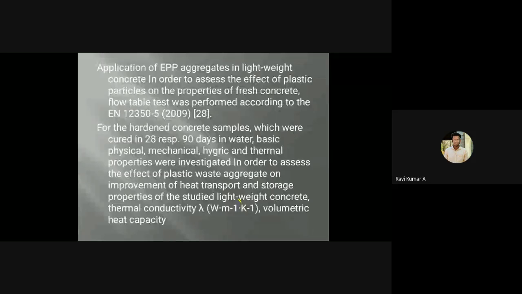Hence, lightweight concrete blocks remain a cost-effective construction material, especially for larger projects, and because the load decreases, the cost is effectively lesser. Next, I will continue for Sai Venkat to present the result.